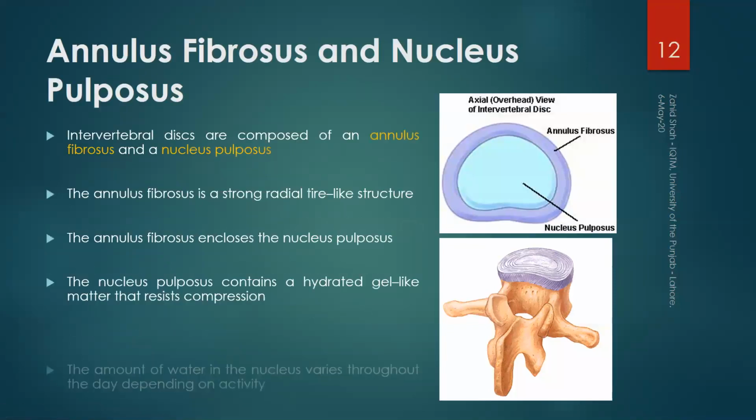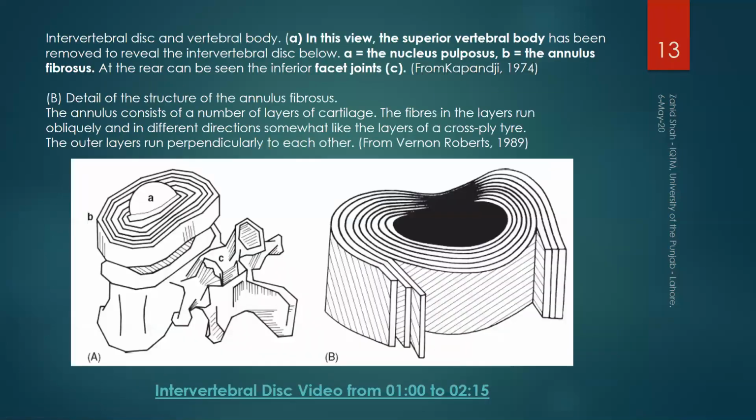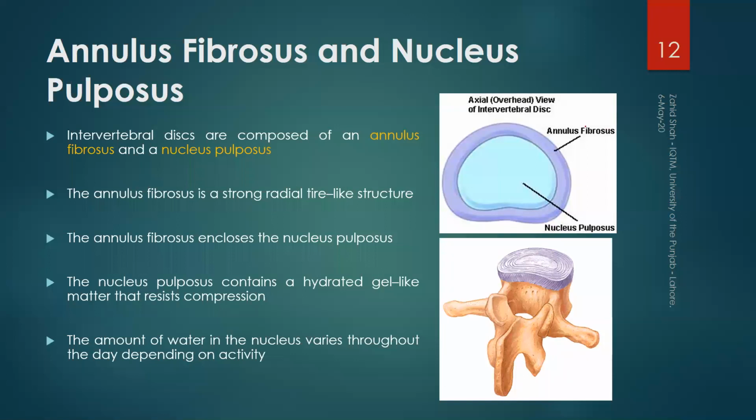We will briefly discuss the structure of the intervertebral disc. It consists of two parts. The outer ring is called the annulus fibrosus, fibrosus because it has fibers in its structure. It is a very tough structure. Inside is the nucleus pulposus.